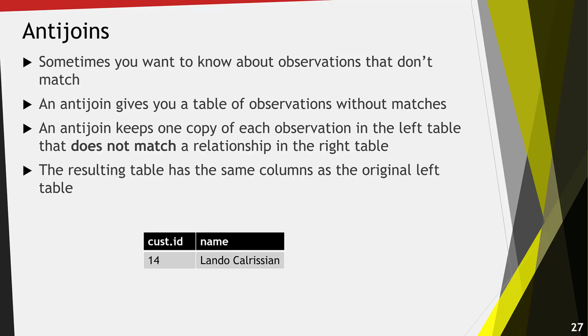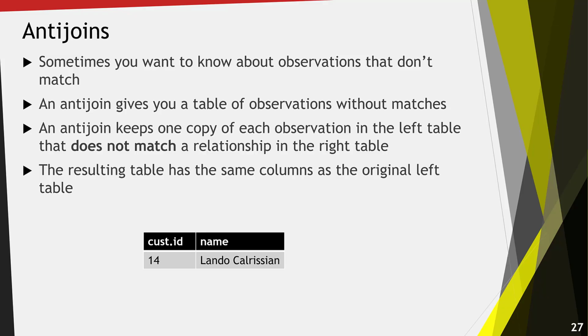A very different type of join is an anti-join. Sometimes you want to know about observations that don't match between tables. An anti-join is going to give you a table of observations that don't have matches in the corresponding table. The way this works is an anti-join keeps one copy of each observation in the left table that does not have a corresponding match in the relationship variables in the right table. The resulting table has the same columns as the original left table. Obviously, you don't want to include information from the right table because there are no corresponding matches.